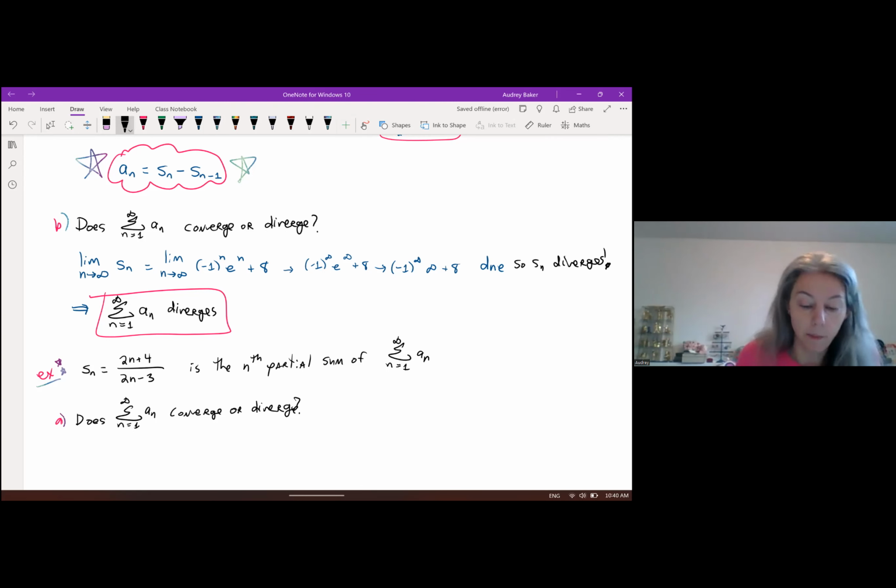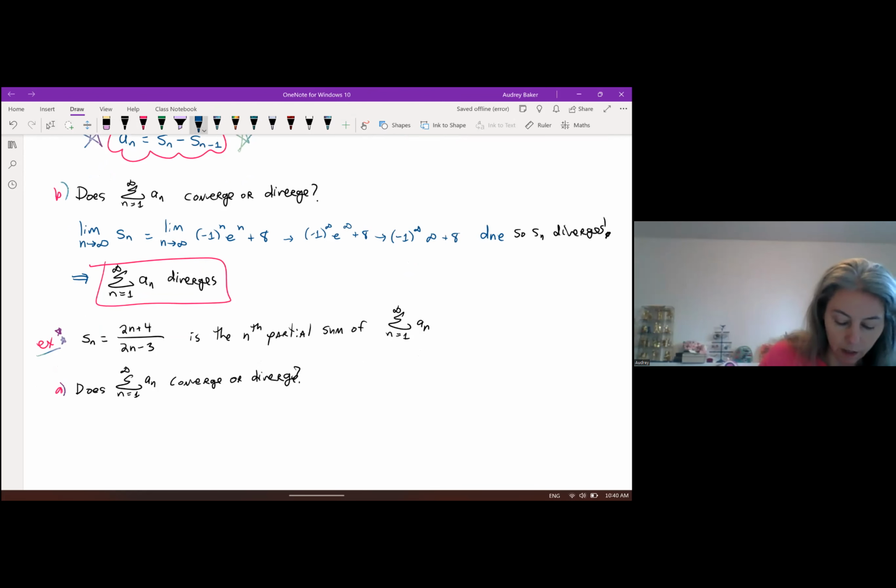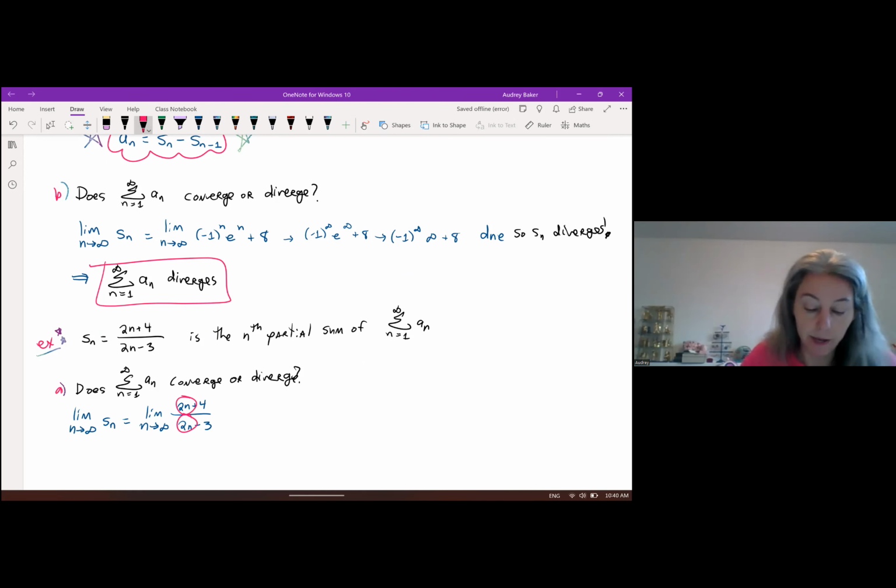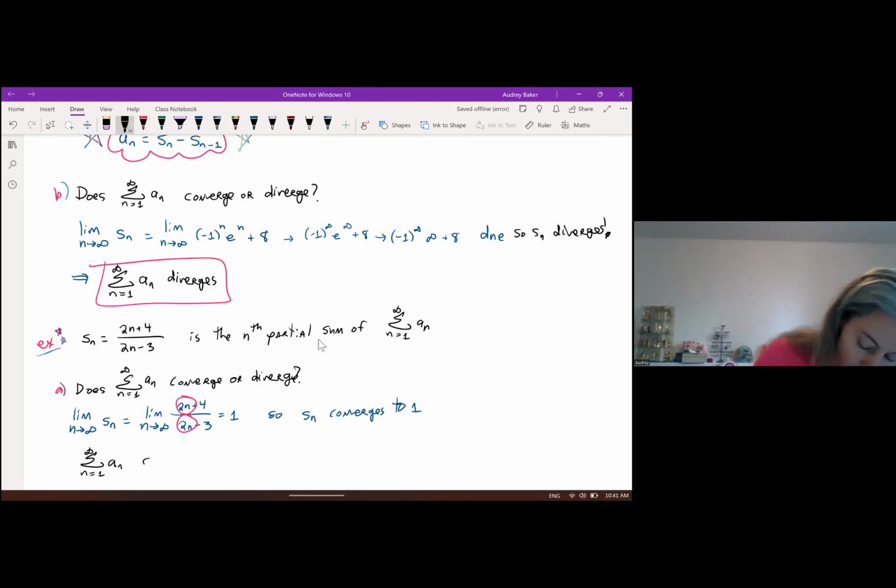So again, we can just look at the limit of our sequence of partial sums, the limit as n goes to infinity of S sub n. That's the limit as n goes to infinity of 2n plus 4 over 2n minus 3. I can take my dominant terms, take the big stuff, and see that this is equal to 1. So S sub n converges to 1, which tells me that therefore the sum from n equals 1 to infinity of a sub n also converges to 1, because the sequence of partial sums and the series are doing the same thing.